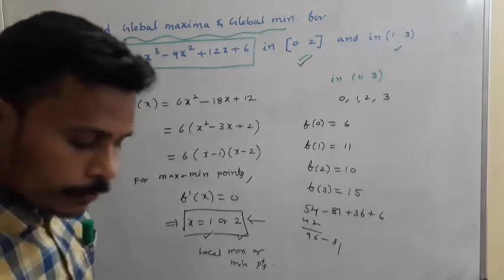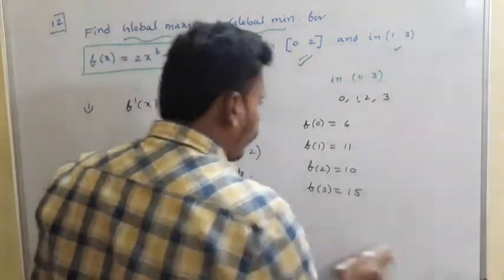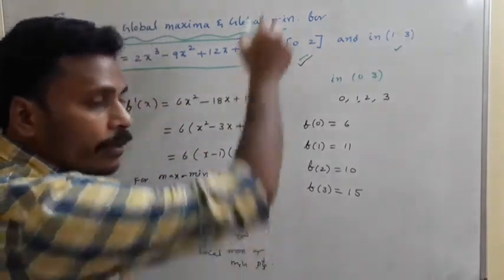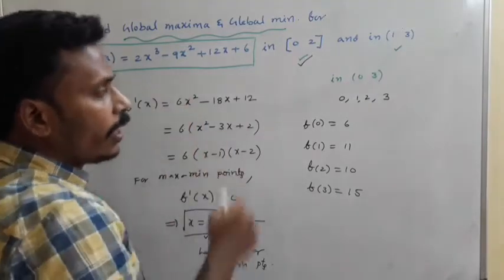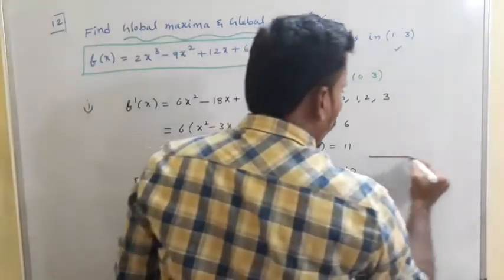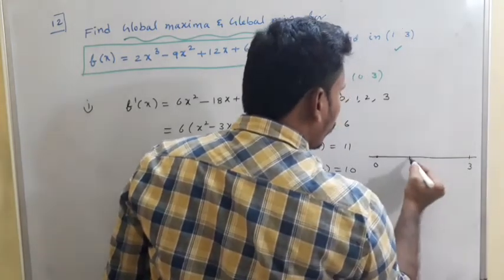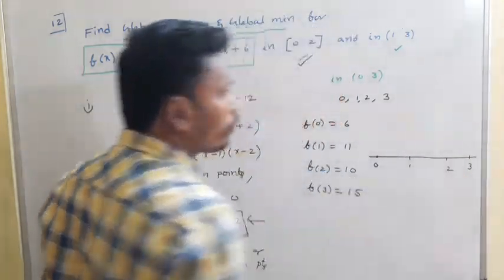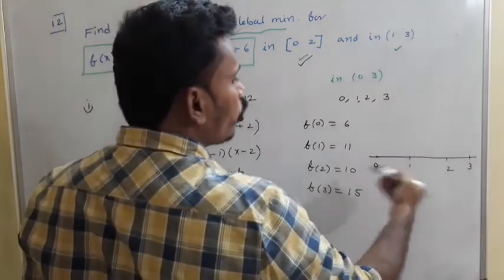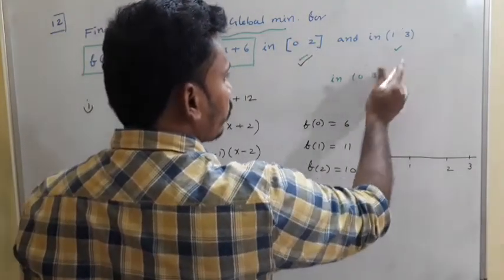If you wish to sketch the graph of this function in the interval 0 to 3, on the number line somewhere you just take 0. This is the x-axis, right? Somewhere this is 3 and this is 1, this is 2. In between this 0 to 3, we are going to check the graph.